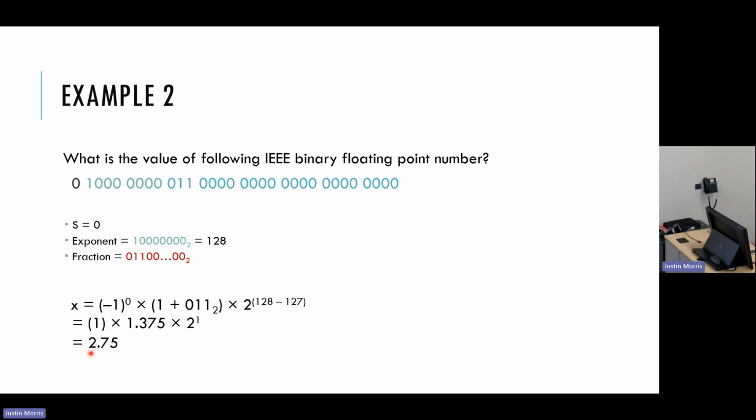So we get that our representation is 2.75 because the decimal is here, right? We move it to the right by 1. So to the left of it makes 2. To the right of it makes 0.75. Are we all good with this? Okay.